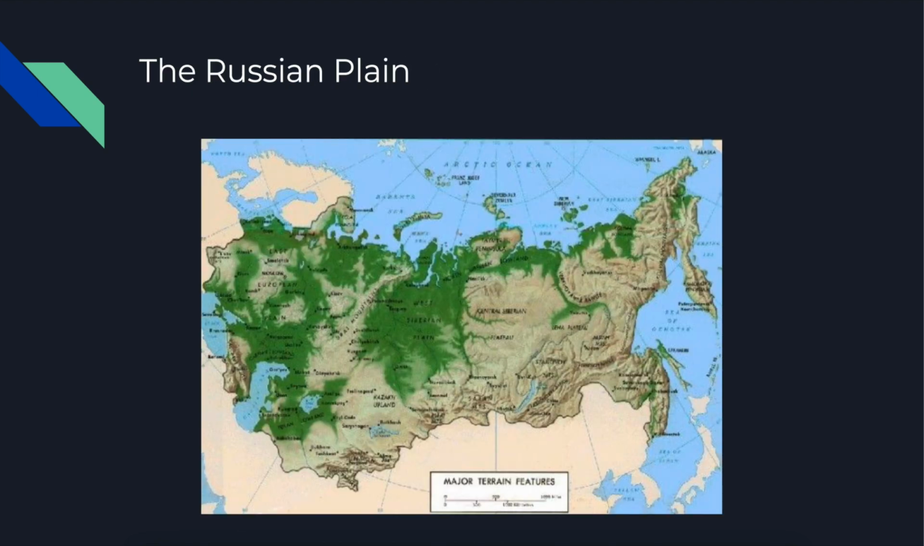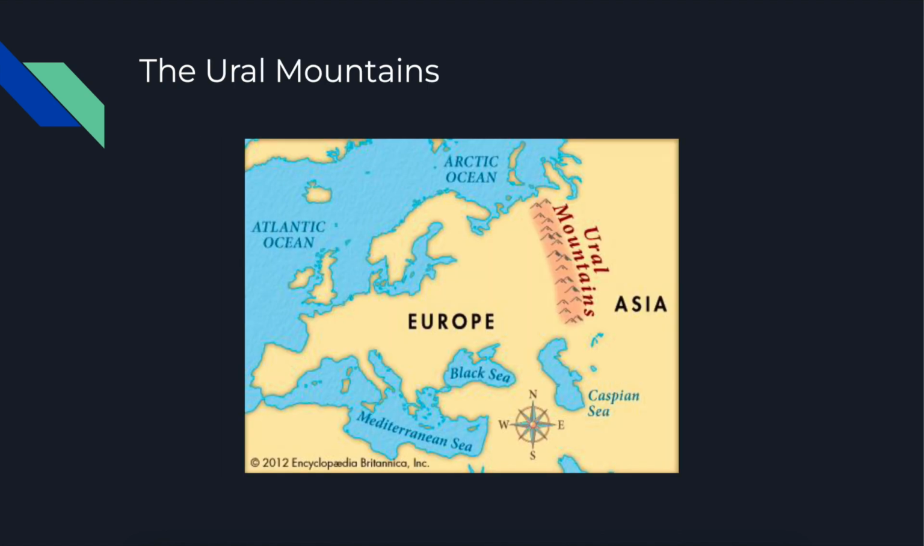So, the Russian plain. Most of Russia is a large plain that extends from Poland to the Pacific Ocean. The plain narrows as you travel eastward due to the mountain ranges in eastern Siberia. The Ural Mountains divide the Russian heartland from Siberia. Here are the Ural Mountains and the Caspian Sea.